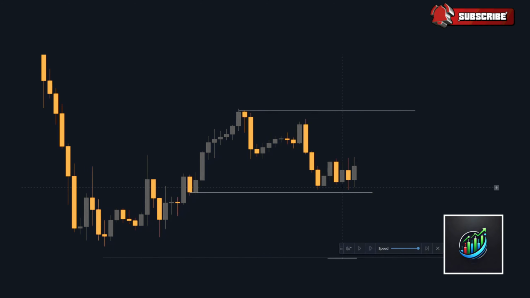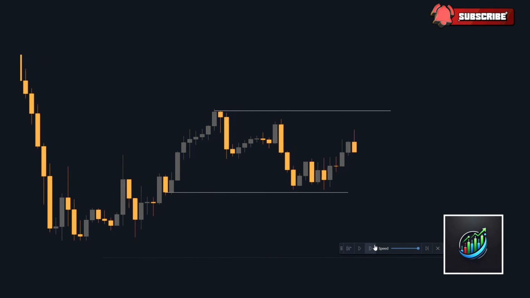We're still caught in this range. The substructure is creating right now lower lows and lower highs, which is a component of a bear trend, which we would very clearly see on a 15-minute, 5-minute, or any lower time frame chart than the hourly chart that we're on. And we'll just see what happens next.